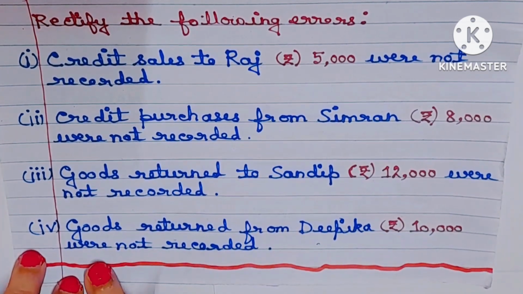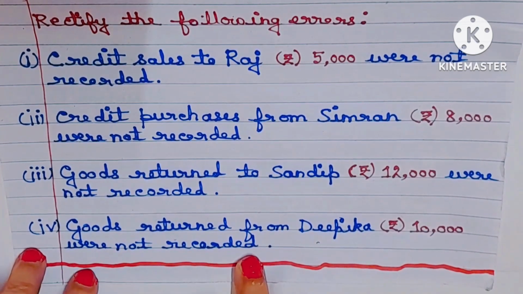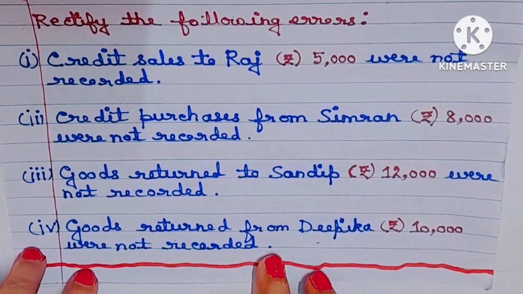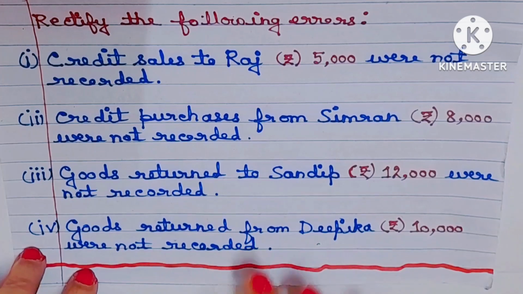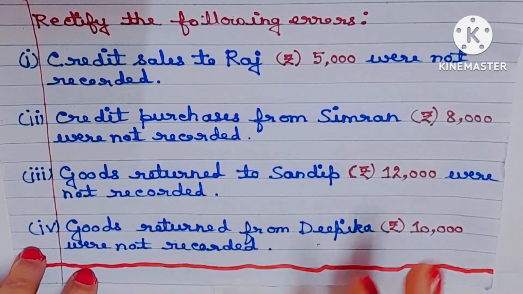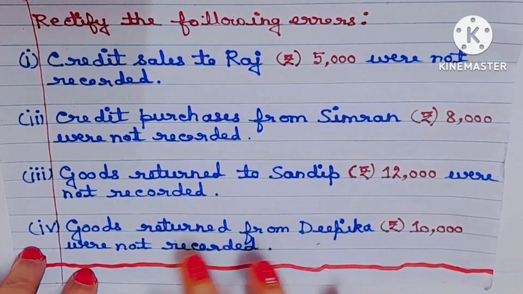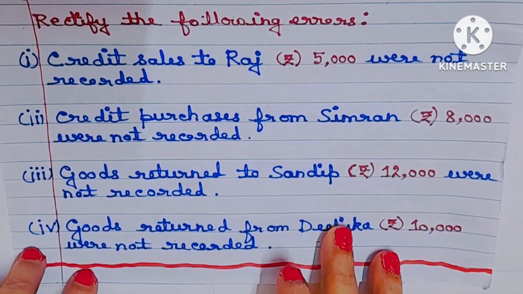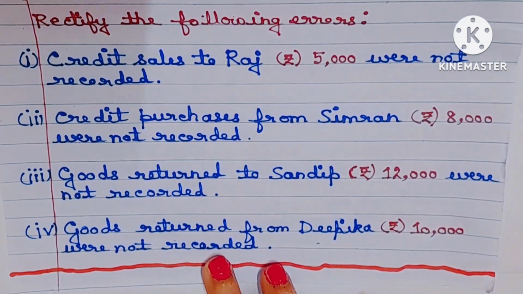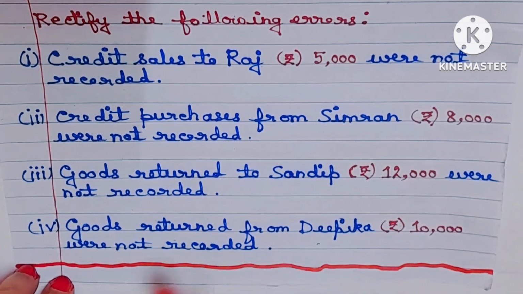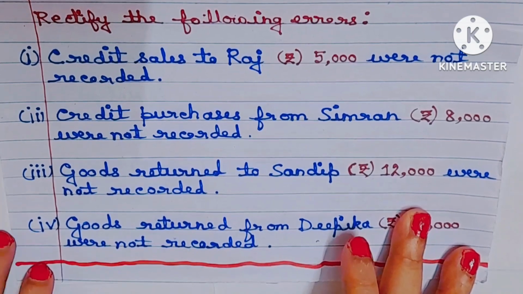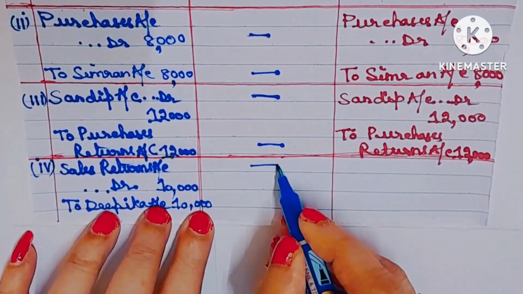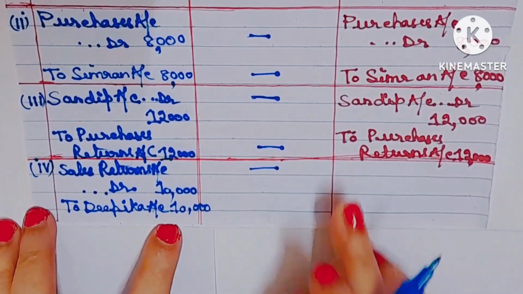Just start reading from here. Were not recorded. Were not recorded means nothing has been recorded on the debit side and nothing has been recorded on the credit side. Since they have not mentioned, you got to assume that nothing has been recorded on the debit side and nothing has been recorded on the credit side. Since nothing has been recorded on the debit side as well as on the credit side, the problem says were not recorded. Understood? So let's write the wrong entry. On the debit side, nothing has been recorded, dash. On the credit side, nothing has been recorded, dash.